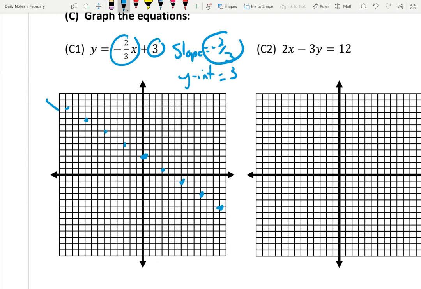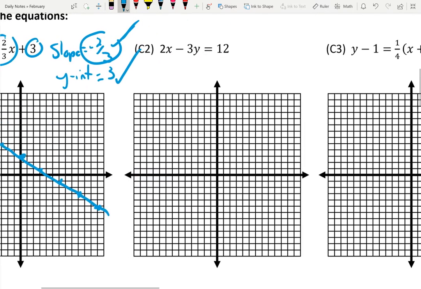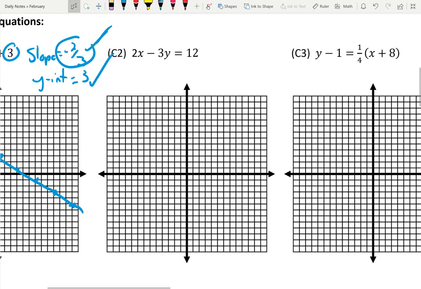And there's your line. So all the information is there for you. It tells you where to start, the y-intercept being 3, and it tells you where to go: rise and run, slope negative 2/3. So the next one, there's actually 2 ways you can go about graphing this.